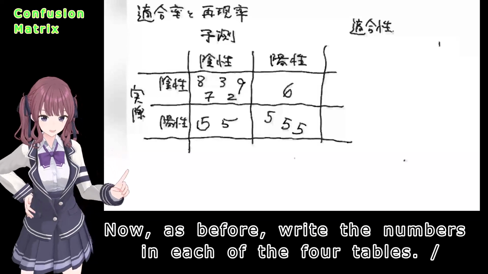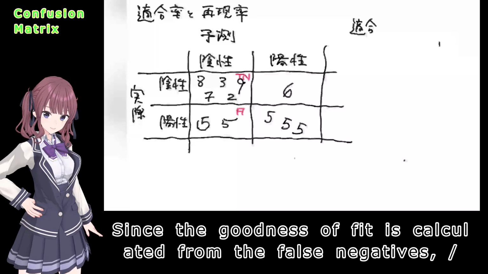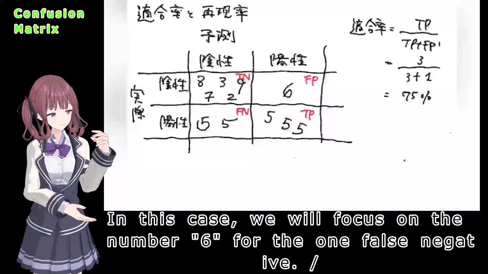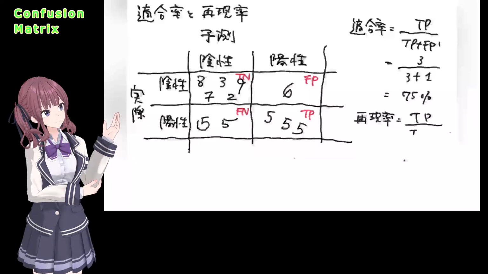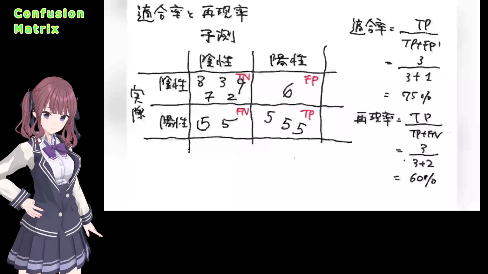Now, as before, write the numbers in each of the 4 tables. Since the goodness of fit is calculated from the false negatives, in this case, we will focus on the number 6 for the one false negative. Therefore, the goodness of fit is 3 false.